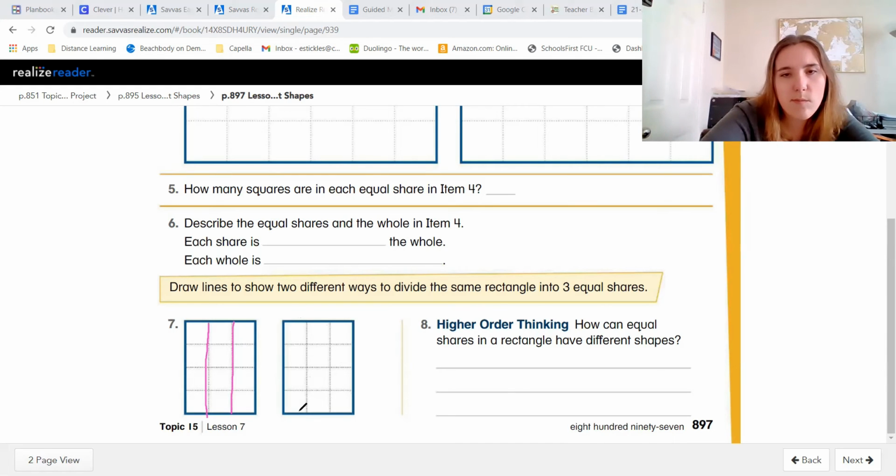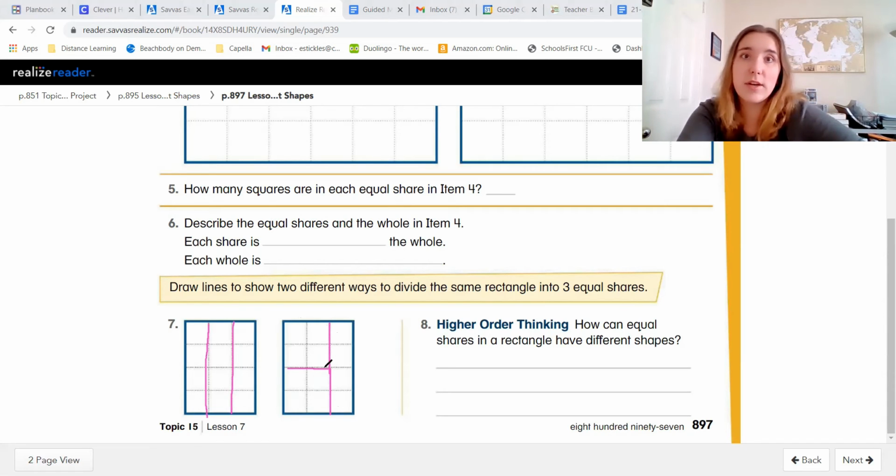So, let's see. On this side, I have 4 squares in each piece. So I'm going to try and make 4 squares in each piece on this one. 1, 2, 3, 4. And 1, 2, 3, 4, 1, 2, 3, 4. I still have 3 shares, but they're different shapes. But they all still have 4 little squares inside. So they are equal shares.